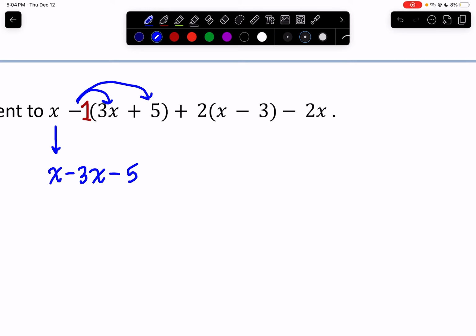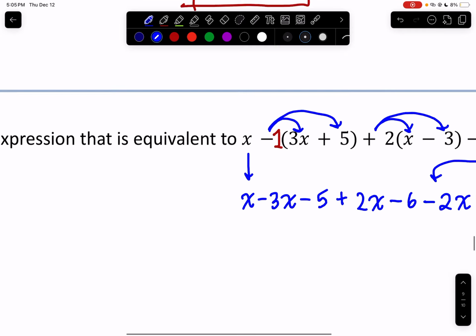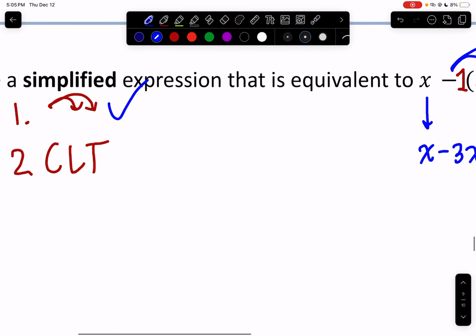Okay, now let's distribute again. I get plus 2x and then minus 6. And then my minus 2x just comes along for the ride. So distributing, done. Combine like terms.